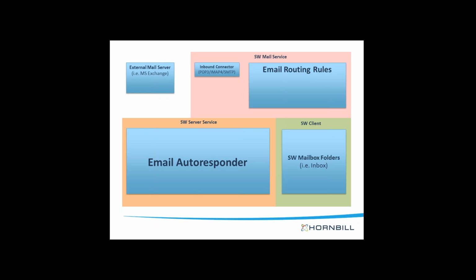If we have a look at a regular workflow, assume an email comes to our external mail server. Our inbound connector, which is set to connect regularly to the external mail server, will search and retrieve any existing mail. Once the email is retrieved, it will first be passed by email routing rules, which is the first important part in setting up your email automation.